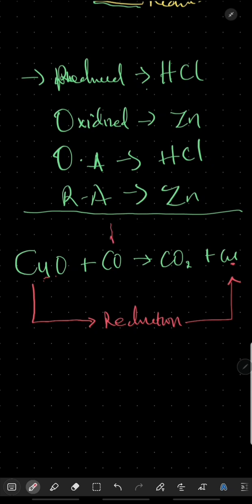Now look at CO. CO does not have much oxygen. I mean, it only has one oxygen. At the end of the day, it has two. So it means that oxygen is more added, and the addition of oxygen is called oxidation. So oxygen is more added.